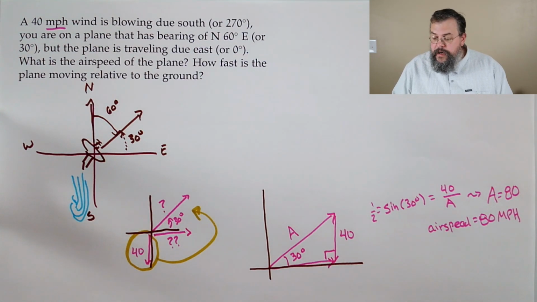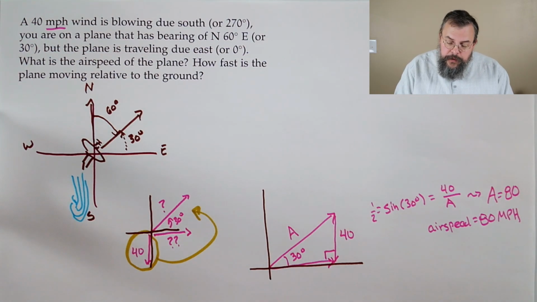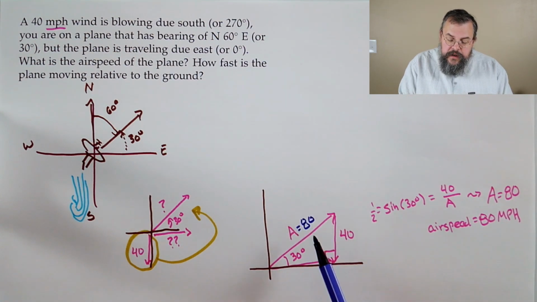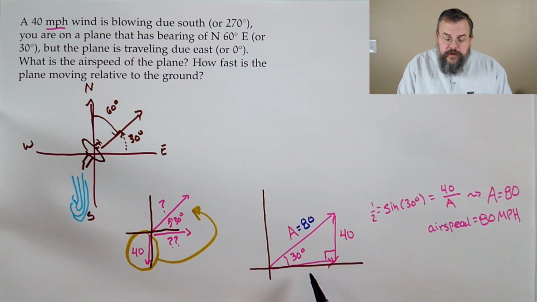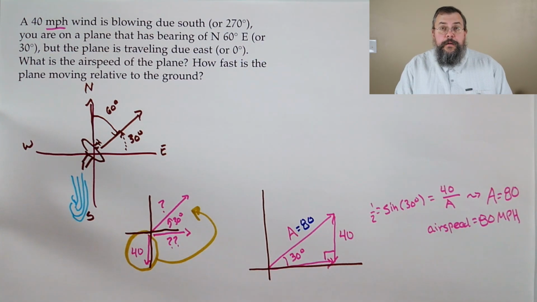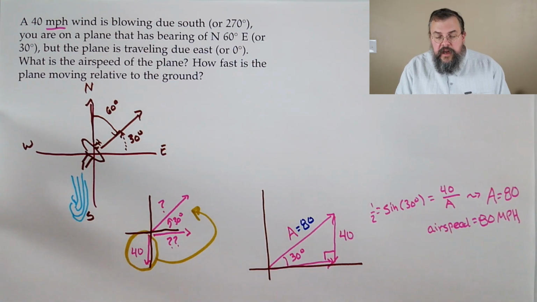Now, let's do our ground speed. Well, what's that? We can do a couple of things. Now that we know our airspeed is 80, we can use the Pythagorean theorem. So, for example, I can take the square root of 80 squared minus 40 squared, and that would give it. Of course, another thing we can do is think about triangles. I can do a cosine. I can do a tangent.